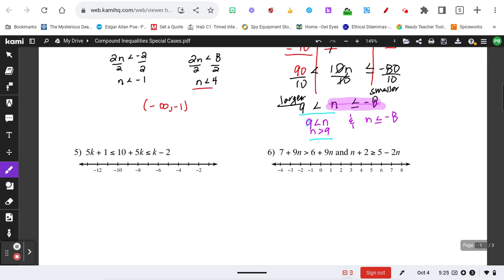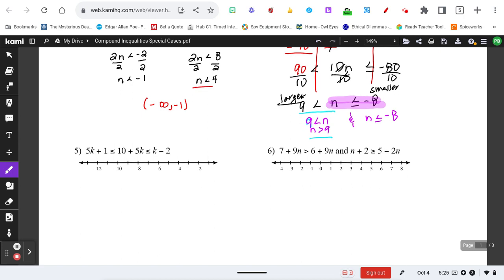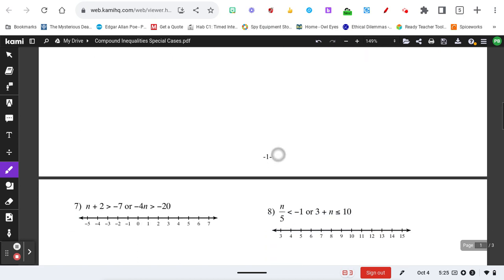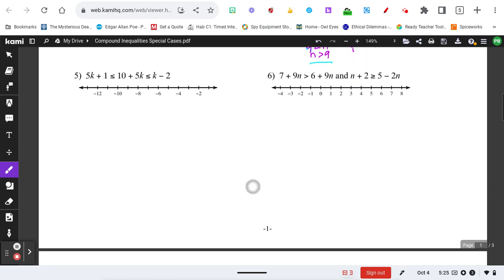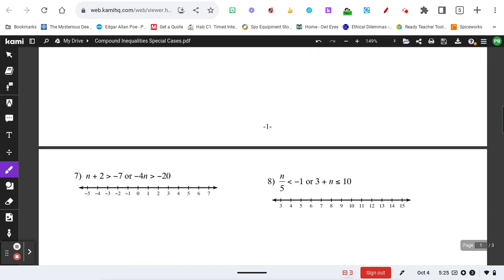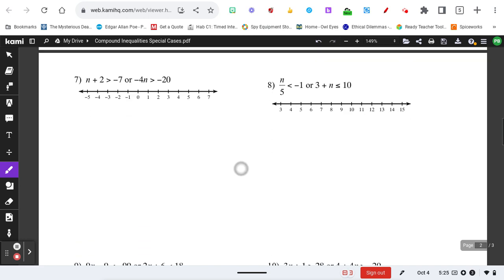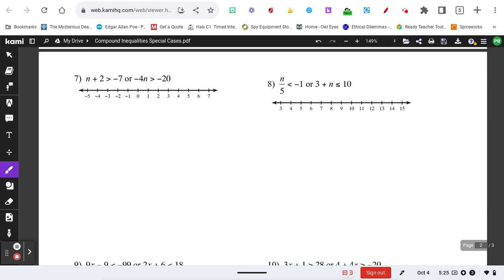Trying to see if I can get to all real numbers. And I don't think I have any on those. Let's get to some ors. Let's not skip 5 and 6. Let's get to some ors, okay? Okay, let's look at 7. N plus 2. I think the all real numbers is going to be on ors.